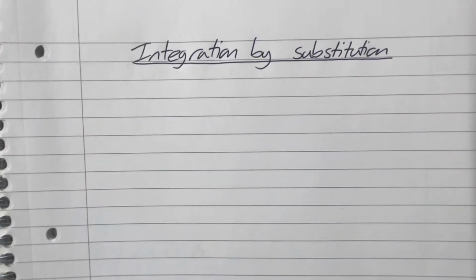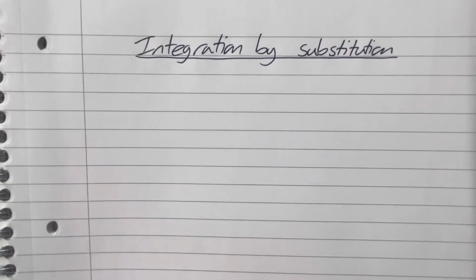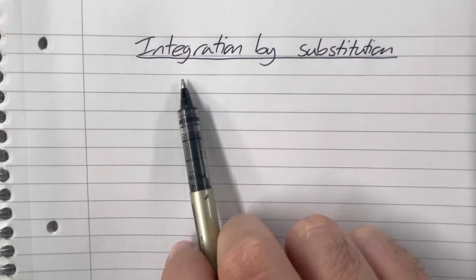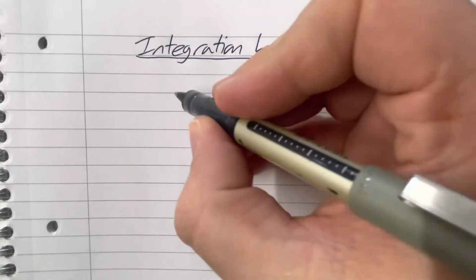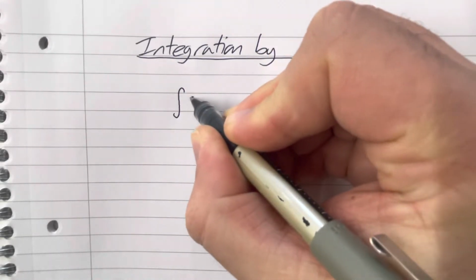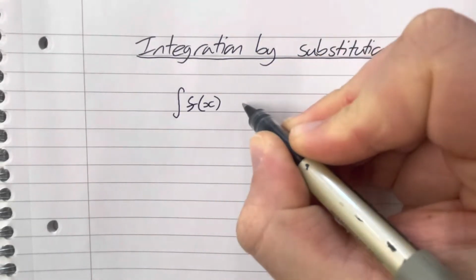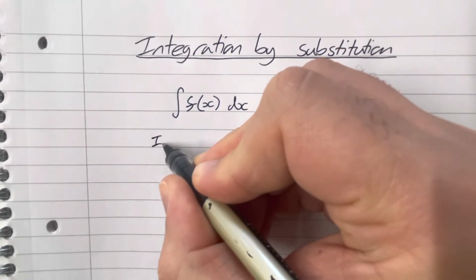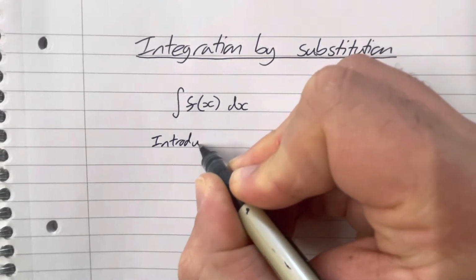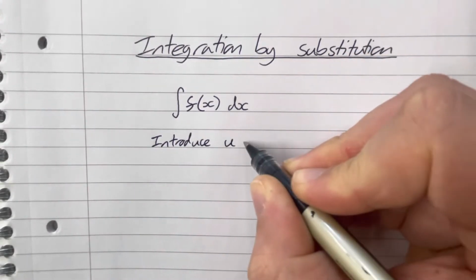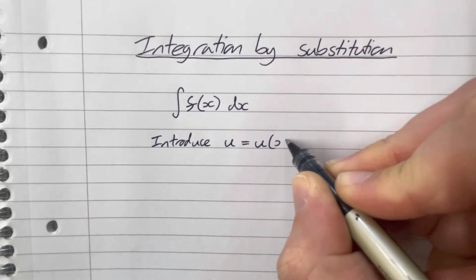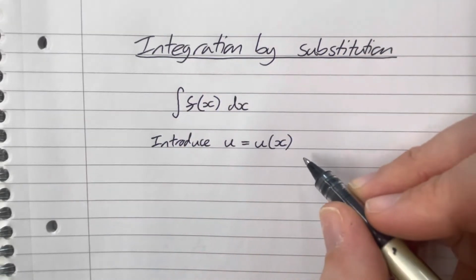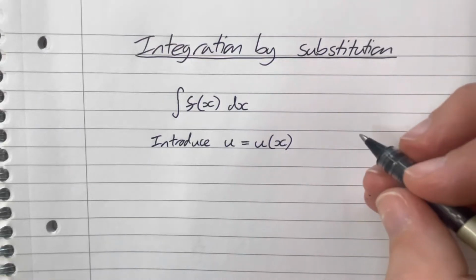Okay, there are two integration techniques that we need to know for Year 13 mathematics. The first of which is going to be integration by substitution. So let's say that we are trying to integrate a function, let's call it f, with respect to x. Now what we can do, similar to the chain rule in differentiation, we can introduce a new variable, which I'm going to call the letter u, to change this integral into something that we can carry out.